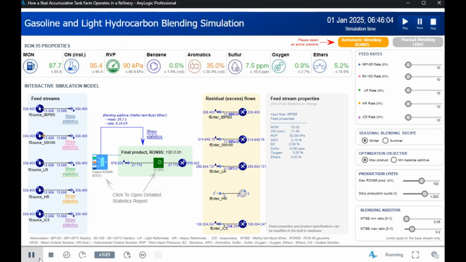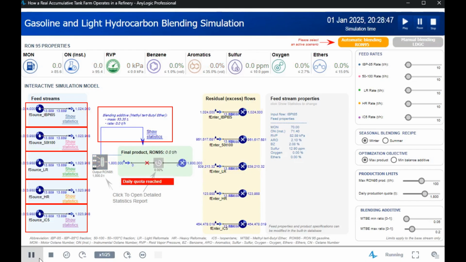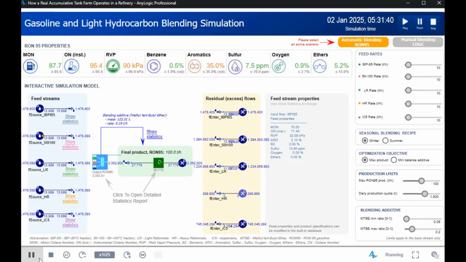The screen shows a simulation model built with the Petroleum Refining Library on the AnyLogic platform. It demonstrates how a product mixer can be used to produce A95 gasoline. The model receives 6 component streams: fractions with initial boiling points of 50, 85, and 100 degrees Celsius, light reformate, heavy reformate, and isopentane. These components are fed into the product mixer, where an optimization algorithm automatically determines the optimal blending ratio for producing on-specification A95 gasoline.